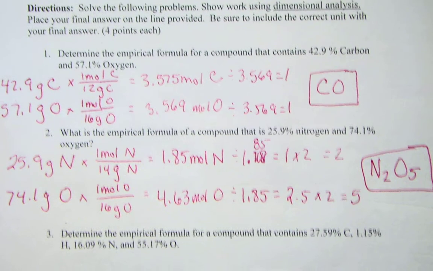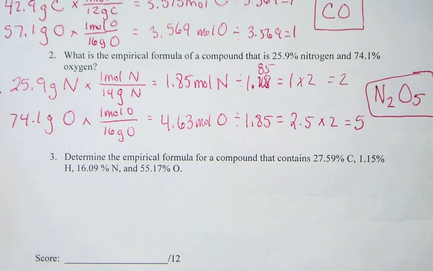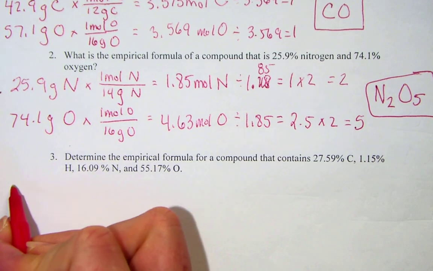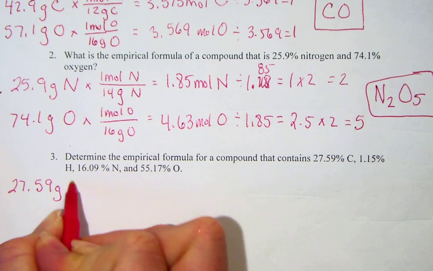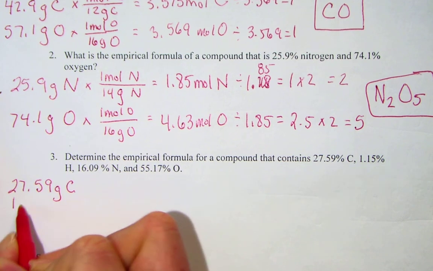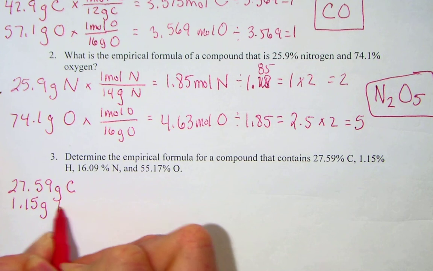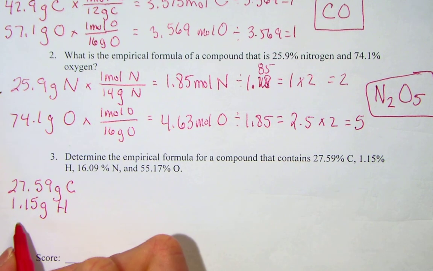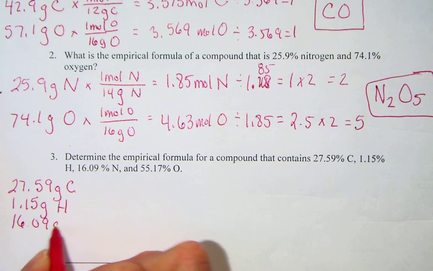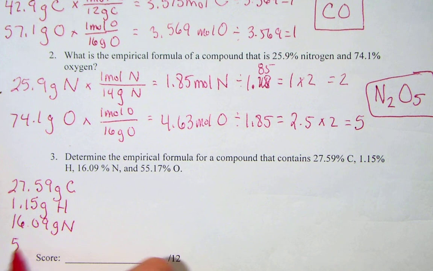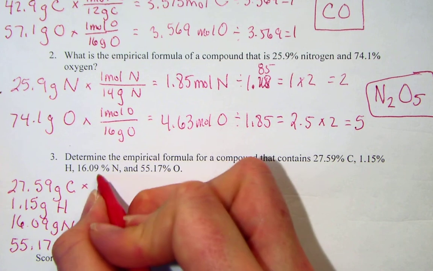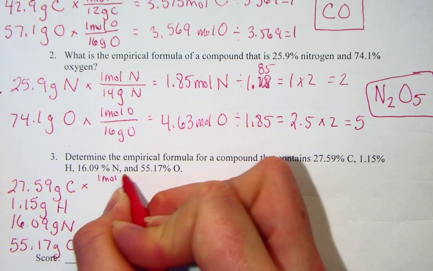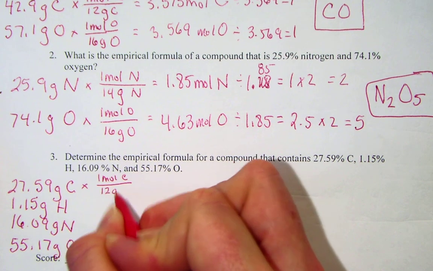We have one more in our set. Looks like a whole list of elements. Here we have a formula, 27.59 coming from carbon, 1.15 grams coming from the element hydrogen, 16.09 coming from nitrogen, and 55.17 coming from oxygen. So 4 different elements. One at a time, we take the atomic weights and convert into moles.